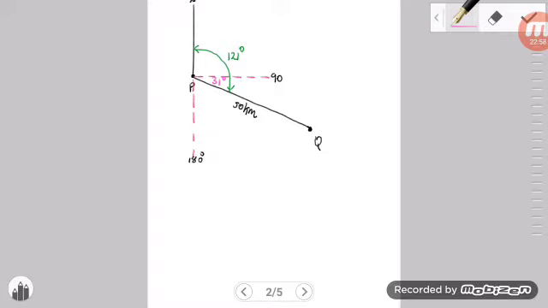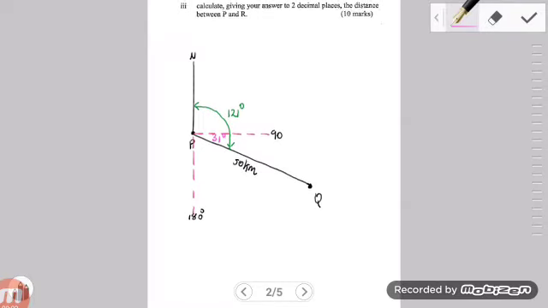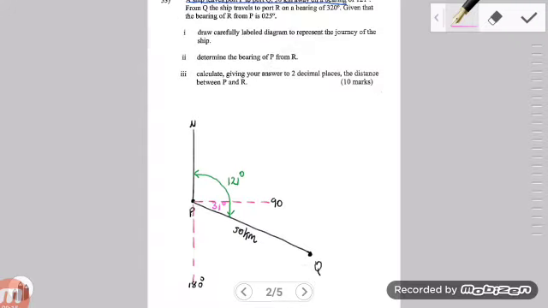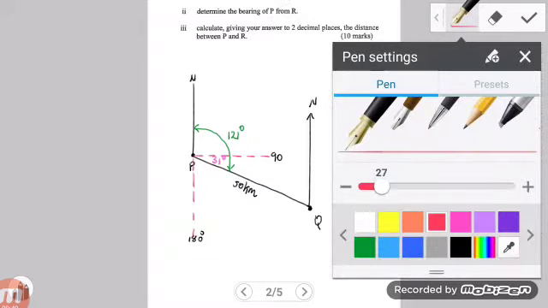Next, we're going to be looking at the second section here. So now we're going to move on to this section. It says from Q the ship is going to be traveling to port R on a bearing of 320. So we need to now establish a new north line. And so we need some guidelines to get us to the 320.